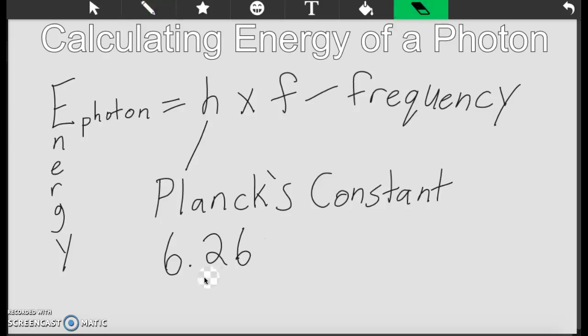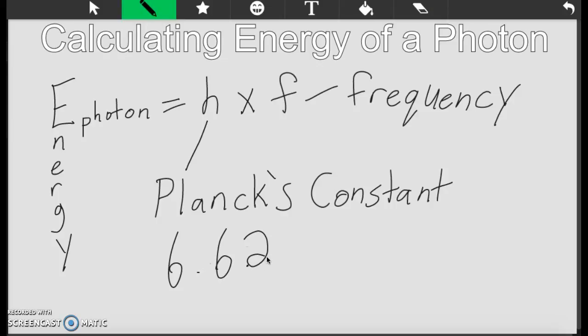Whoops, totally messed that up. Try again. There we go. 6.62 6 e to the negative 34 joules times seconds.